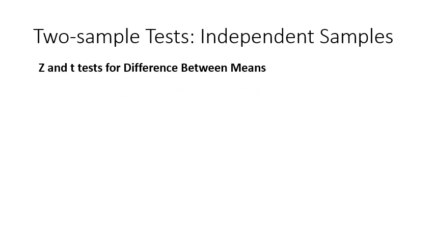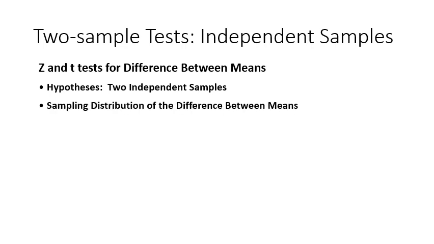Let's start with independent samples tests. Independent samples tests are when you have two independent samples. When I'm explaining paired samples, I'll come back and explain exactly what I mean by that. With independent samples, what we are going to do is z-tests or t-tests for differences between the means. So we've got two independent samples.